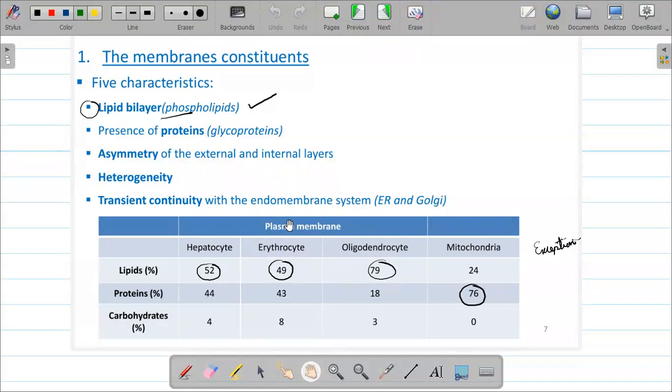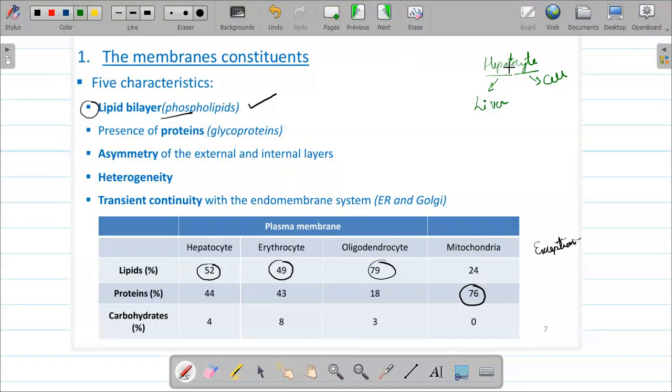What are hepatocyte and oligodendrocyte, sir? I'll tell you. Hepatocyte: cyte means cell, and hepato means liver. So hepatocyte means liver cells. Got it, beta?